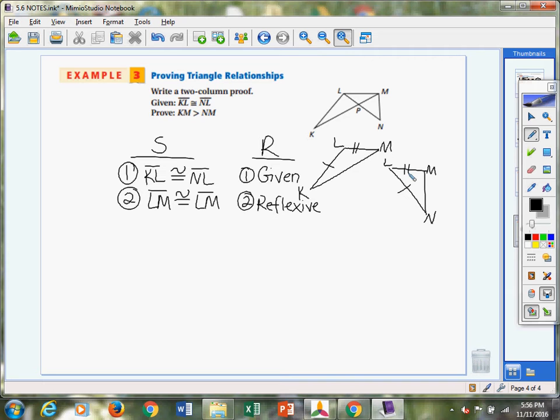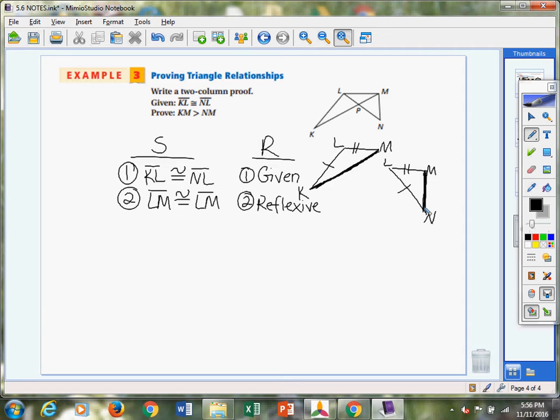Now, if you look at our end game, what we're trying to prove, and I'll darken this a little bit, is that KM is bigger than NM. That's what we're trying to prove right here. Okay? So we need to do a little bit with the angle KLM and angle NLM; what we really need to do is establish some information about that.